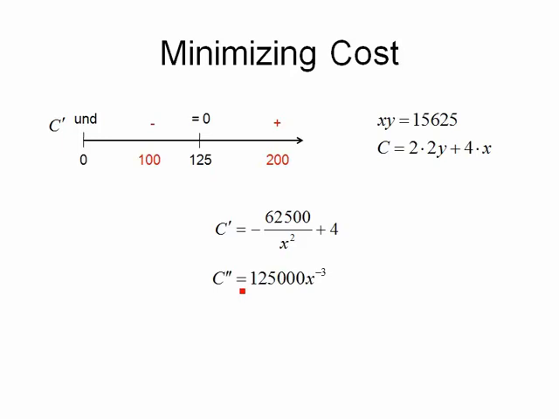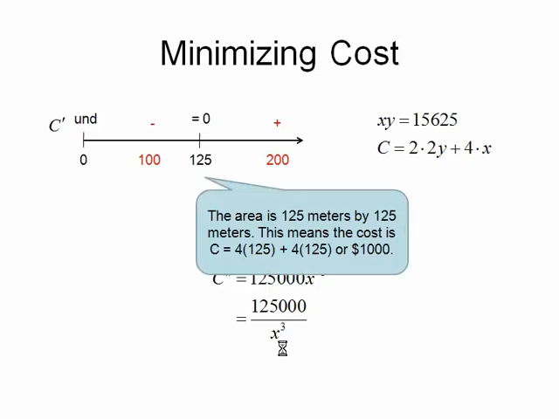I can verify a little bit further by taking another derivative of negative 62,500 x to the minus 2 plus 4, and that gives me 125,000 x to the minus 3. Simplifying that gives me 125,000 divided by x cubed, and if I were to put 125 in place of x here, I'd get a positive number, and a positive number means that it's concave up.